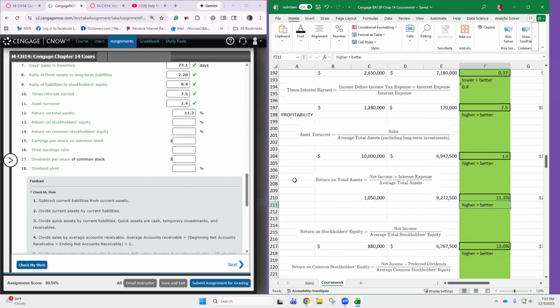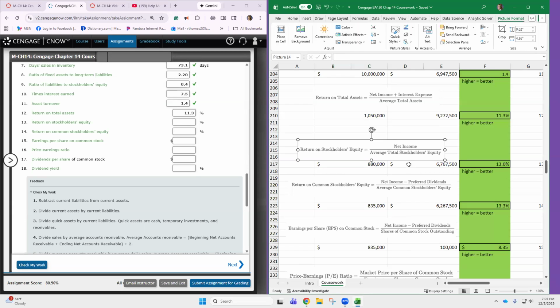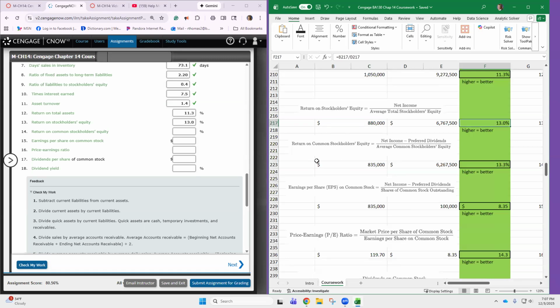How about return on stockholders' equity? We simply get net income as the numerator, and then we add our total stockholders' equity divided by 2, and I get 13.0%.